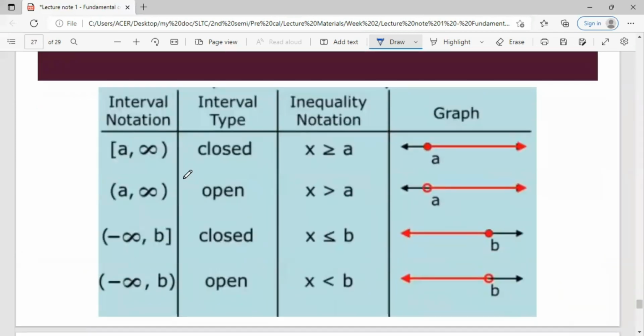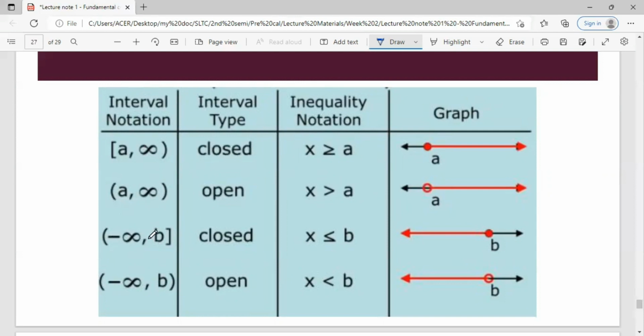Here you can see interval notation and interval type. This is a closed interval type. Here you can see the closed bracket, therefore closed interval type. So the inequality notation is x ≤ a, and graphically we draw a circle and color it because here we have an equal sign and this is a closed bracket. If we have an open bracket, that means an open interval, so x > a. Just draw a circle without coloring.